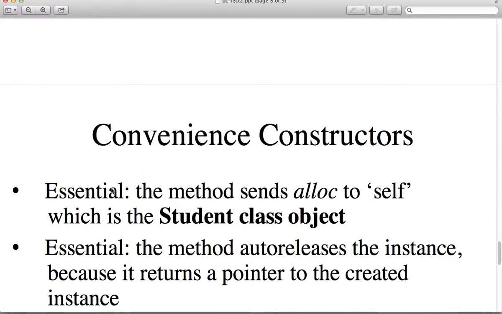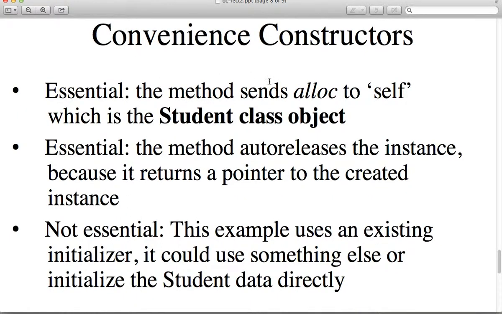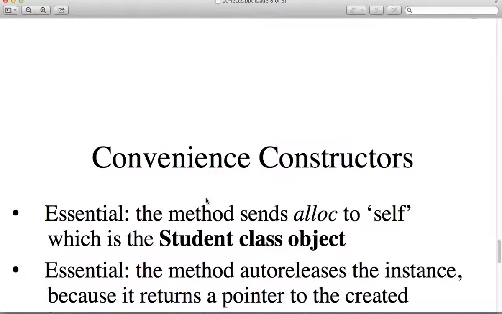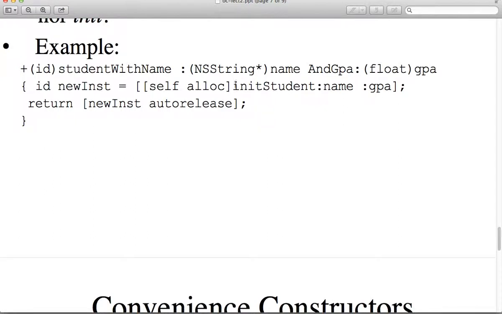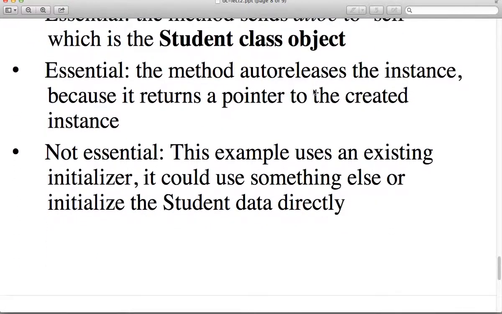So they call it a convenience constructor, because it really isn't part of the built-in language. It's more for a convenience that the programmer has created. So essentially here the method sends alloc to self, which is a student object, student class object. Also the method auto-releases the instance because it returns a pointer to the created instance. And then, the example uses an existing initializer. Yes, it does. It uses this initializer that has already been created inside of the object. So you create an initializer, then you create this convenience constructor that calls the initializer. So it's like what we did yesterday with the multiple initializers calling each other.